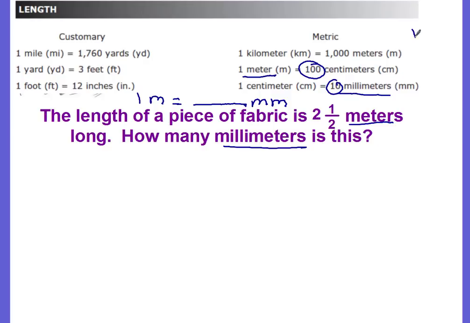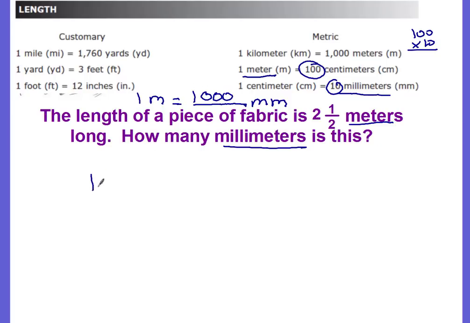So you can do the 100 times 10, or you can do the mental math. There are 1, 2, 3 zeros. So we need a 1 and 1, 2, 3 zeros. So 1 meter is equal to 1,000 millimeters. That is the rate that we know. That's our reference chart rate.